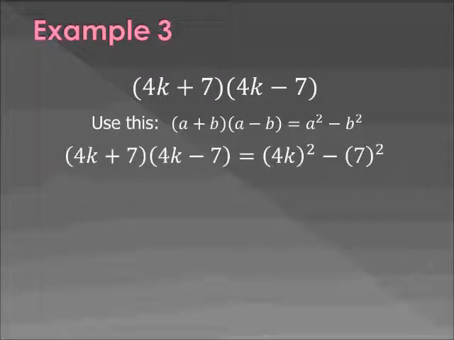So you write (4k + 7) times (4k - 7) equals (4k) squared minus 7 squared. You expand that, you get 16k squared minus 49. Now, I hope you remember your laws of exponents, because remember, if you are squaring something inside of parentheses, you square both terms, the coefficient 4 and the variable k. 16k squared minus 49.